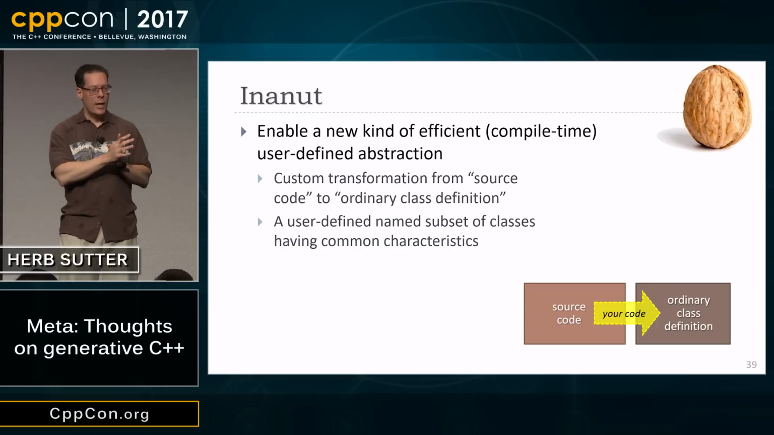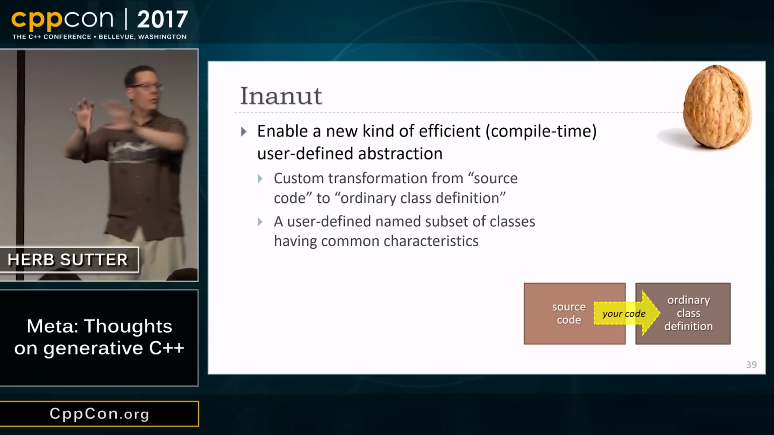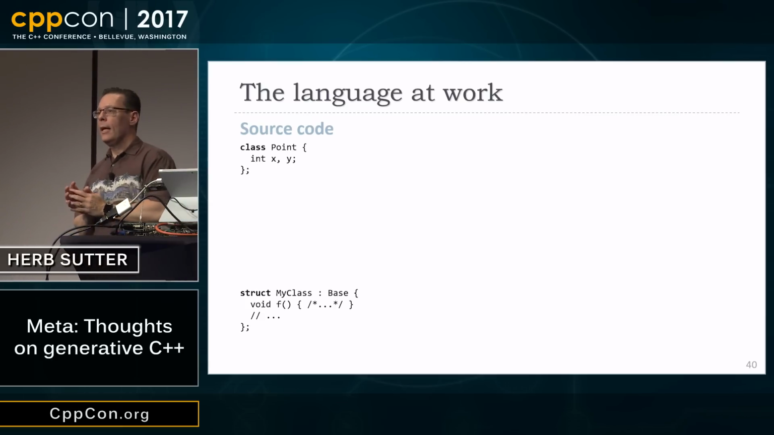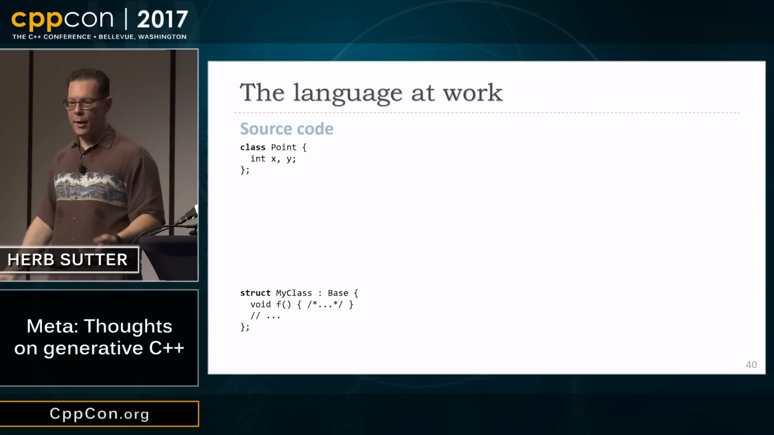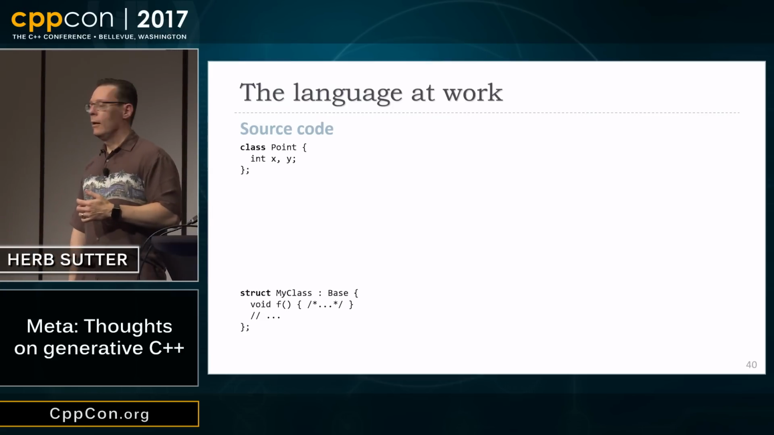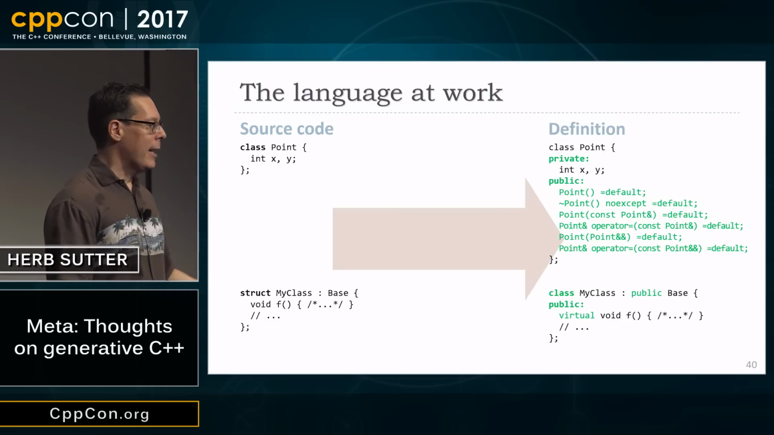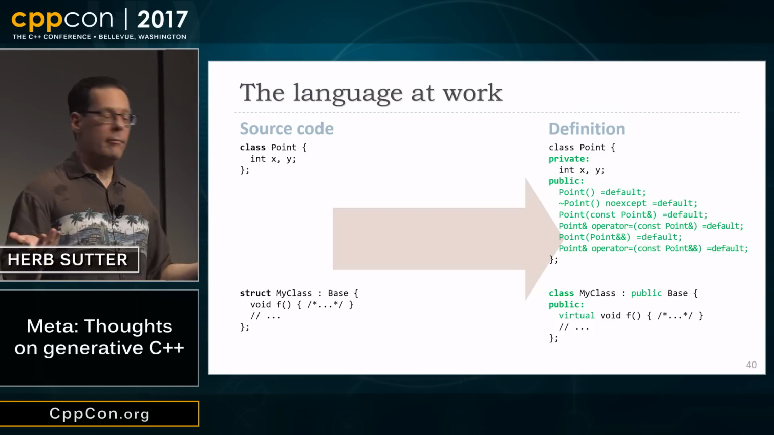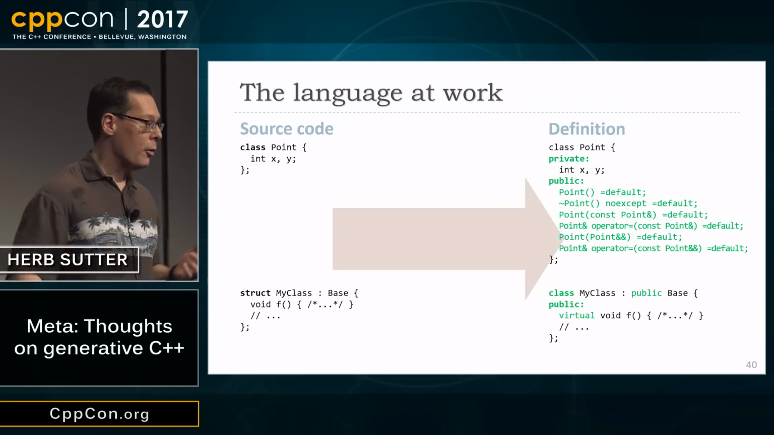So everything may change, but the current idea is it's a custom transformation from the source code you write to an ordinary class definition. Now, let me explain what I mean by that, because we already have it, except I can't write it myself. I have to be a compiler writer today or a standards proposal writer. In the language today, I write class point int x comma y, or I write struct my class : base void f. I have all sorts of language rules that apply. Class point automatically gets x and y be private. So I didn't write an access specifier, but I get one, as if I had written it, right? We know these are the rules.